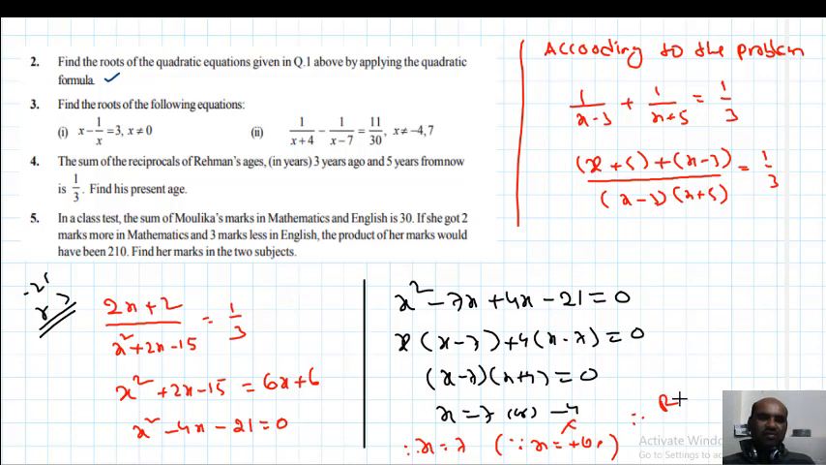Rahim or Rahman? Rahman only. Present age equals 7 years. So, problem number 4 is completed.